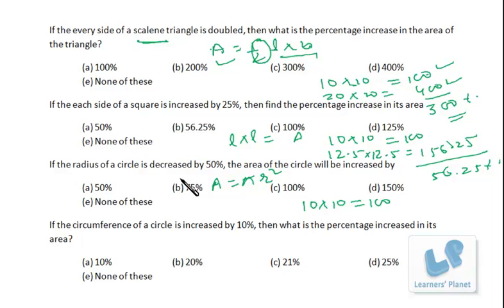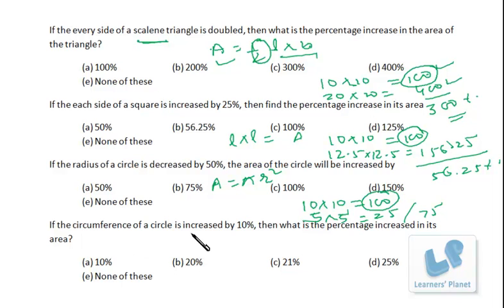Now radius is decreased by 50%. That means the new radius is 5 into 5, that is 25. So 75 is the decrease on 100. That means 75% decrease in area will be there. Getting me? Initially it's 100, now it is 25. So what is the percentage decrease? That is 75. Okay. Every time we are taking 100 as the base, and finding the percentage difference from 100 is very easy.